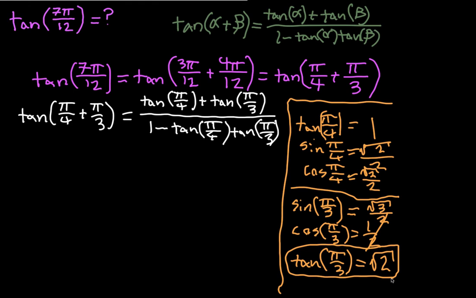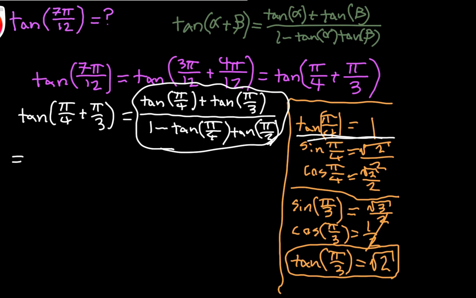All right then. So if we pull this back over, let's substitute those in. So we know that this whole thing is going to be equal to, we just plug in the values that we know. So we're going to have tangent of pi over 4, well, that's 1, plus tangent of pi over 3, well, that's square root of 3. Sorry, did I write square root of 2? It should be square root of 3. My bad.